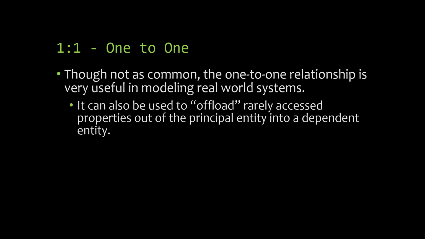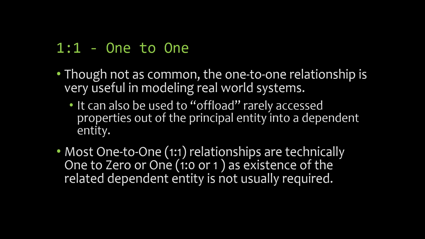Okay, so a one-to-one. As I said, they're not as common as our one-to-manys. We see them everywhere. A one-to-one relationship is very useful for modeling many real-world systems. But it can also be used to offload rarely accessed properties out of the principal entity into a dependent entity, so that we can do a dot include if we want, say, that profile picture for the patient, but not include it if we don't. And that makes our patient much, much smaller if we don't include it.